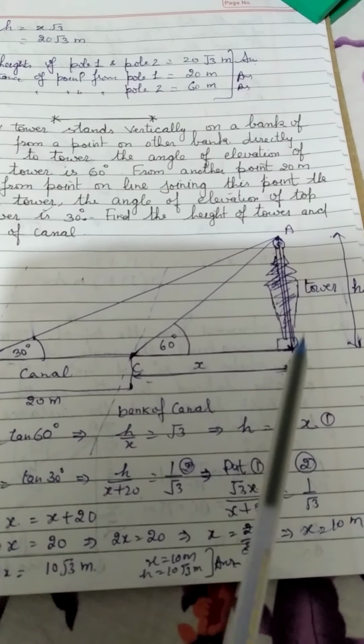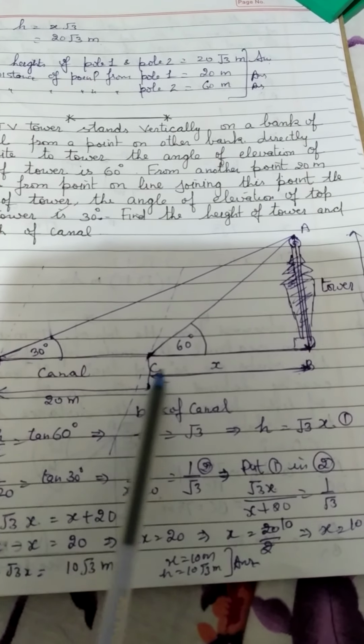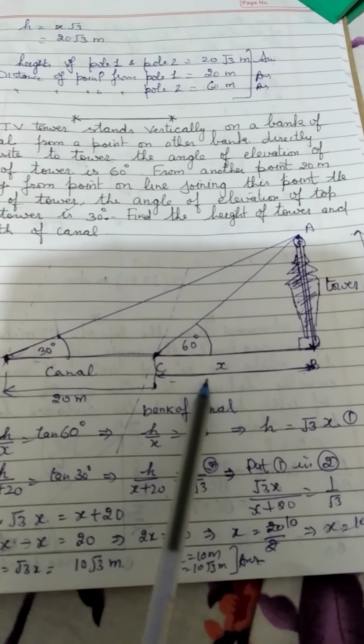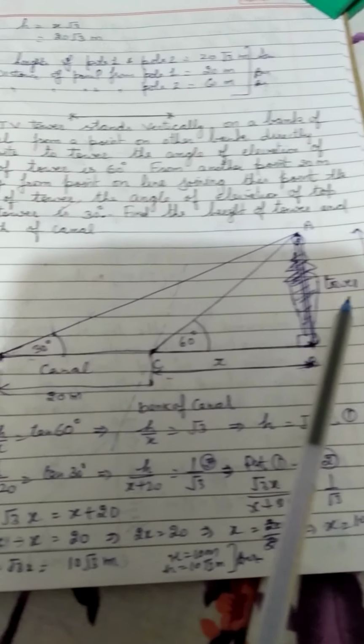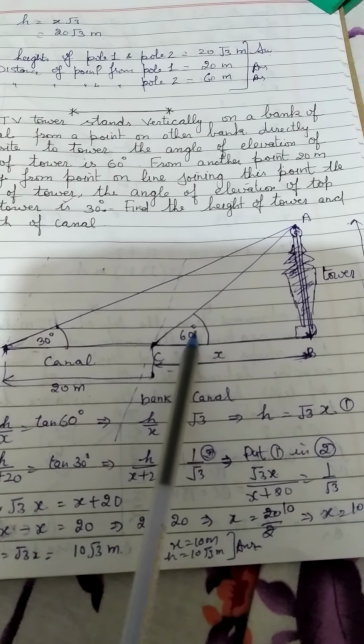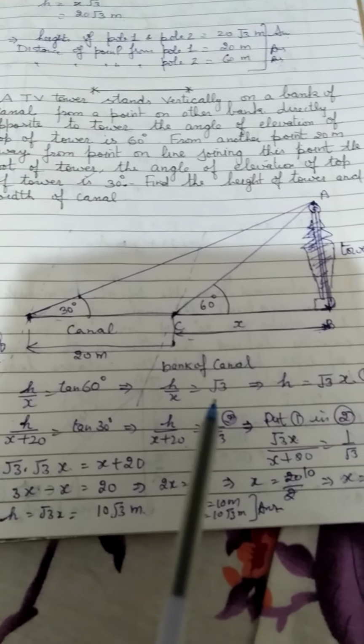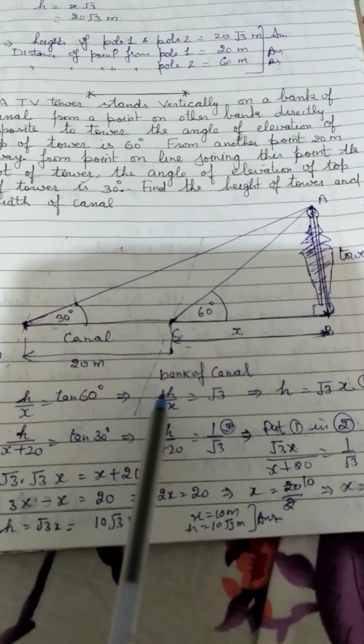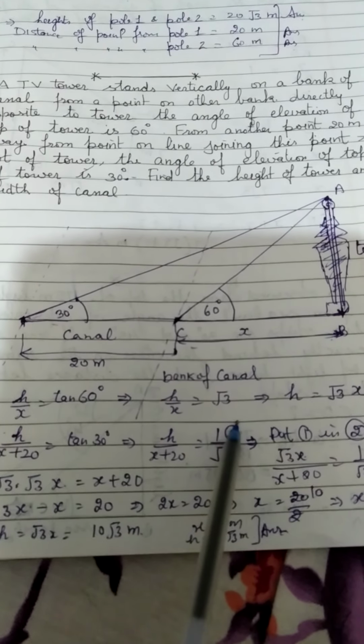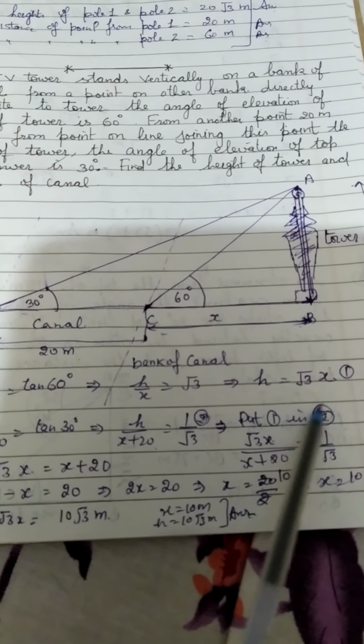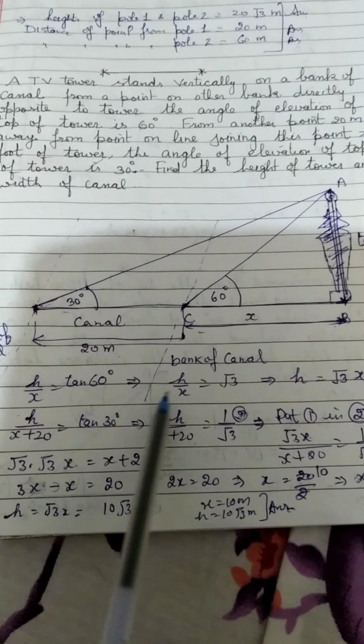We consider that the height of the tower is h and this distance CB is equal to x. Then h upon x is equal to tan 60. Tan 60 is equal to square root 3. Means h upon x is equal to square root 3. H is equal to square root 3x. This is equation number 1.